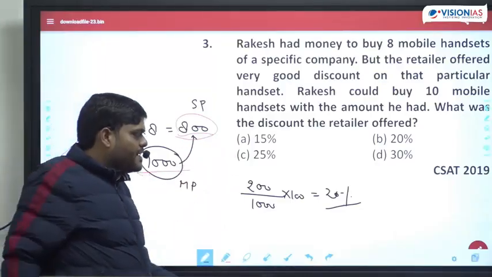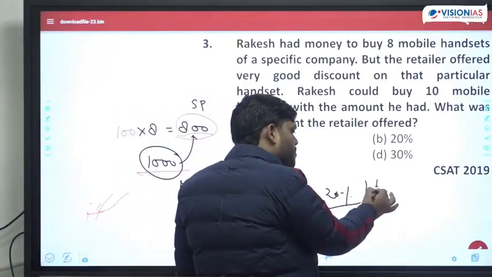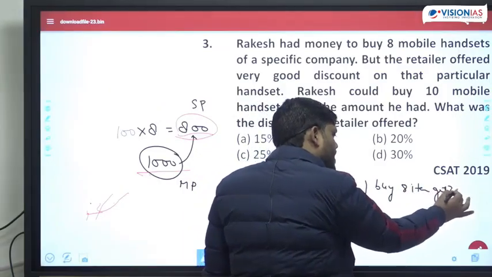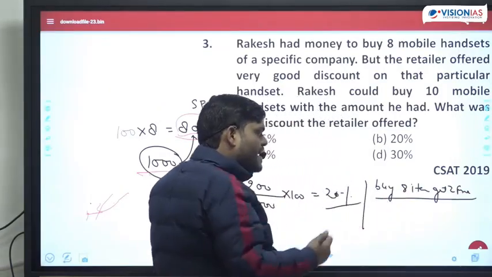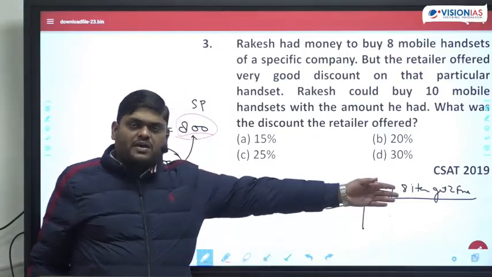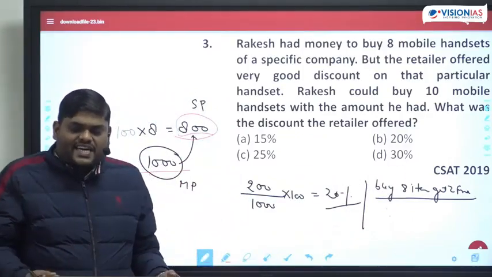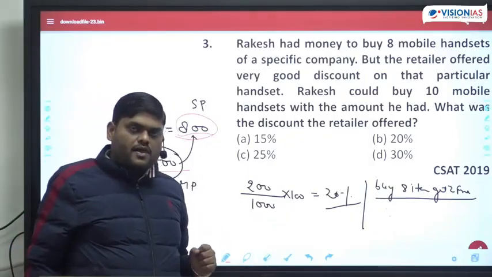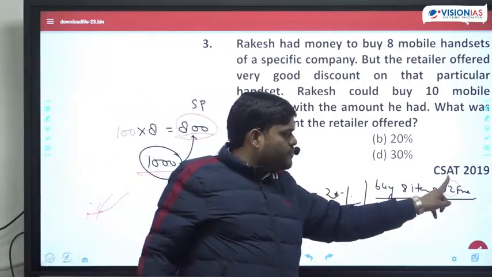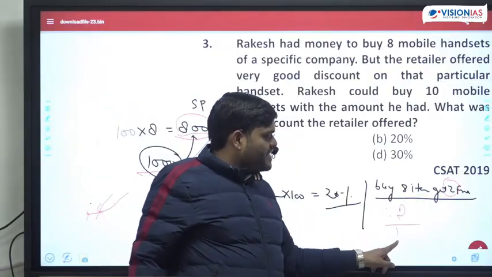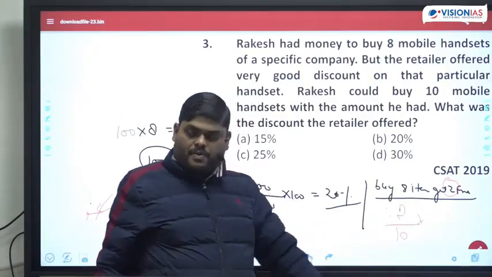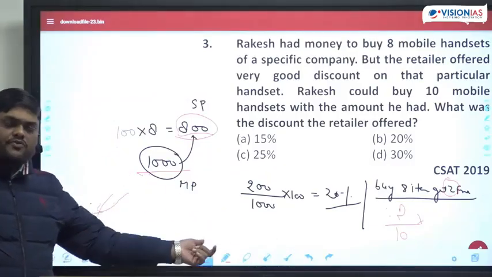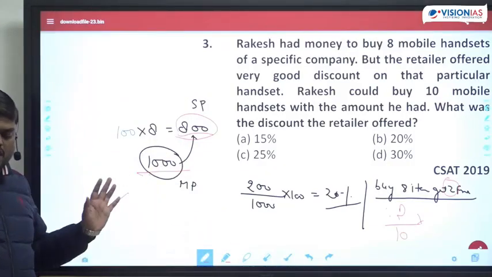This question can be said like this: buy 8 items, get 2 free, or not? यही तो है ना? आप 8 आइटम बाय करो, 2 फ्री मिल जाएगा. You buy 8 items and get 2 items free. As simple as that or not? That means total discount is 2 items out of 10 items into 100. As simple. Buy 8 items, get 2 items free. This is exactly the question.